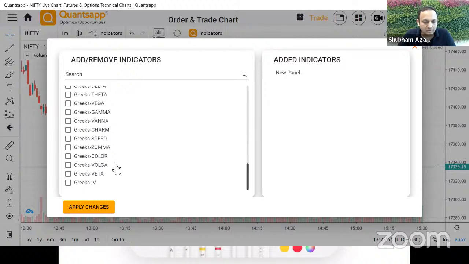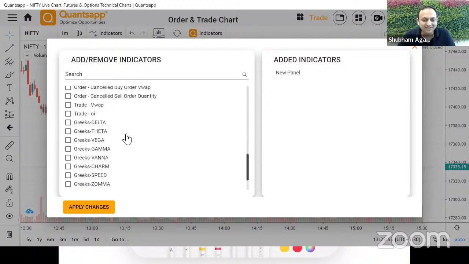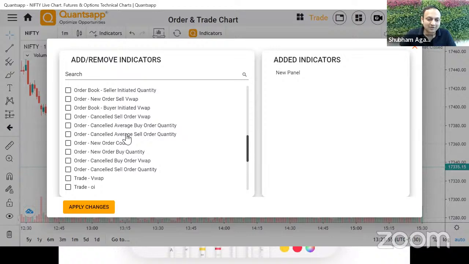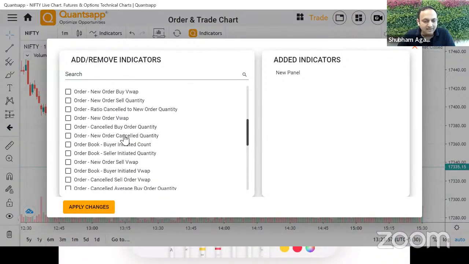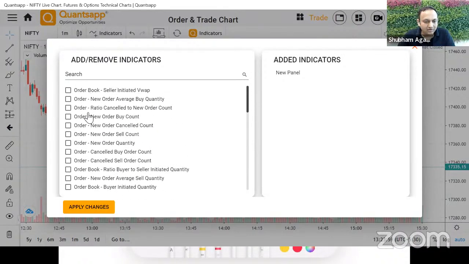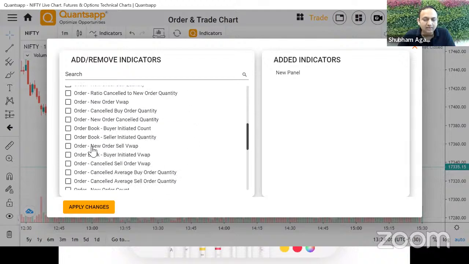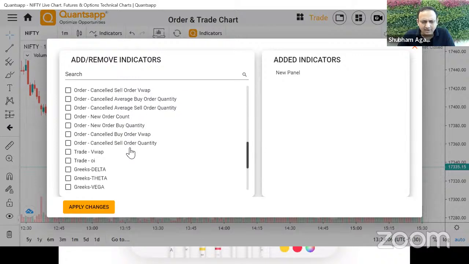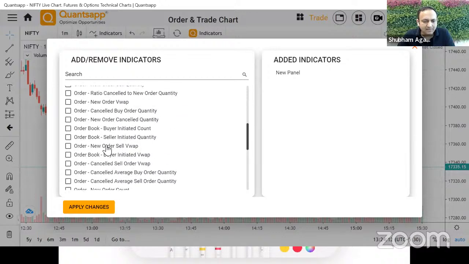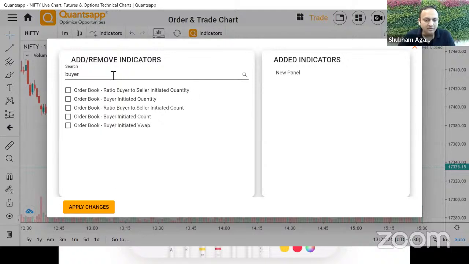So you have all the higher order Greeks, which is not the topic for today, but I'll try to cover that also in one of the sessions. And you see these order book indicators, right? So this is the order book data which I am speaking about. There are, I think, 33 of them, so we cannot talk about all of them right now, but I'll speak about the two most important, which you have already learned the concept of: buyer initiated trade and seller initiated trade.